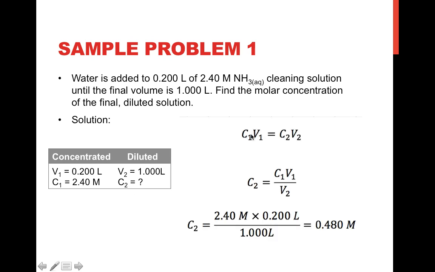So we know C1 V1 is equal to C2 V2. We can rearrange for C2, so we have C1 V1 divided by V2. And then from there, it's just a matter of plugging in. And we'll get a final concentration of 0.480 molar, or 0.48 moles per liter.